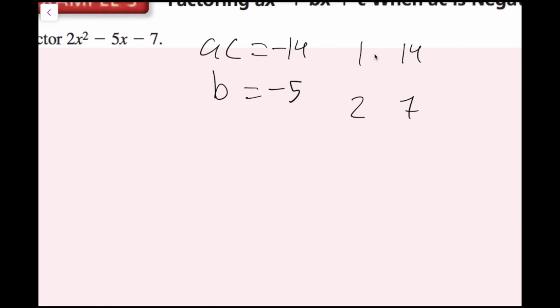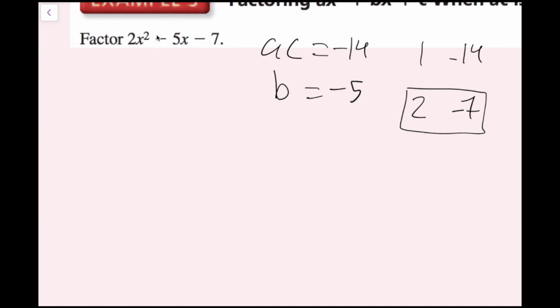Now I'm going to think about the negatives. Like I said, because I have a negative product and a negative sum, the larger absolute value is going to have the negative sign. So this is going to be -14 and -7. Okay, and then if I add them up, -7 plus 2 is -5. So this is going to be my pair here. -14 plus 1 is -13. So all I'm going to be doing is breaking up this -5x. I'm just going to rewrite -5x as +2x and -7x.